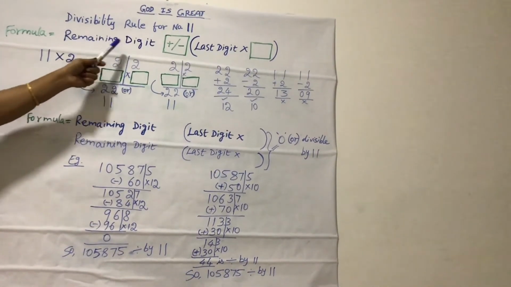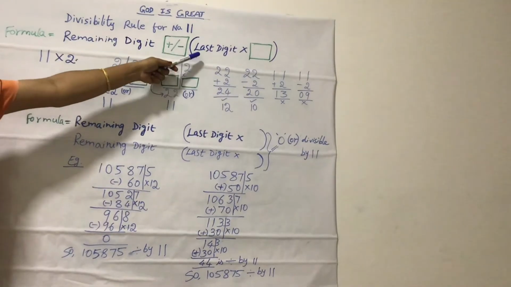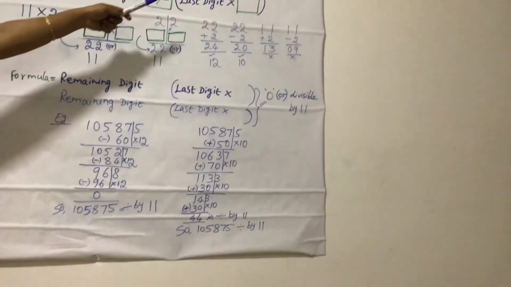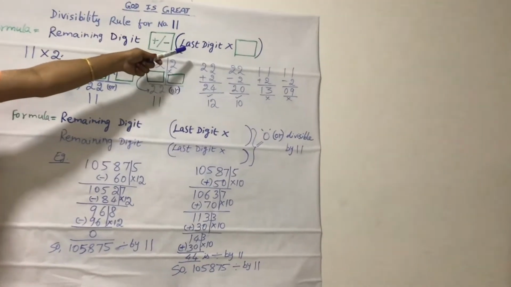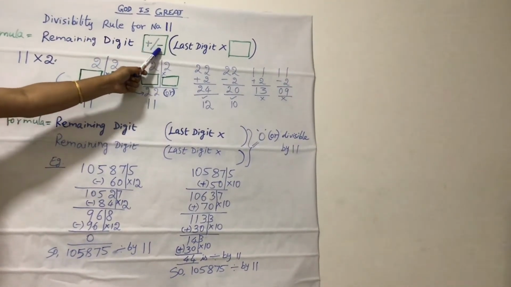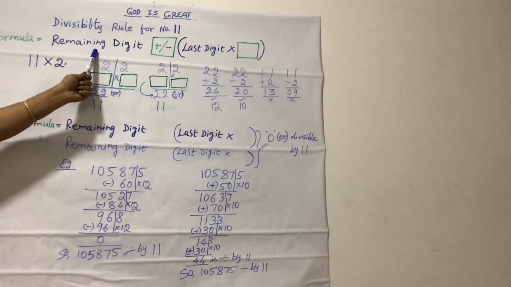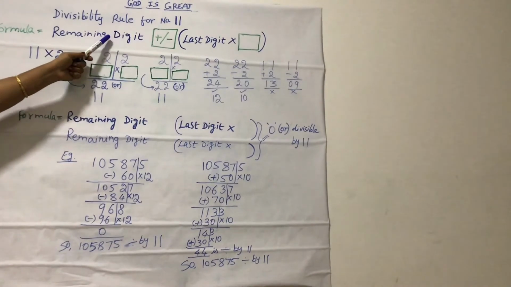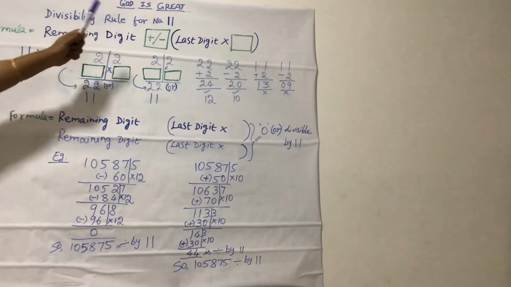The concept is remaining digit plus or minus open bracket last digit into some number and close bracket. So I don't know what is the number that has to be multiplied by the last digit, and whether it has to be added or subtracted with the remaining digit. So this is the concept. Based on this, we are going to find our own formula to find the divisibility rule for number 11.